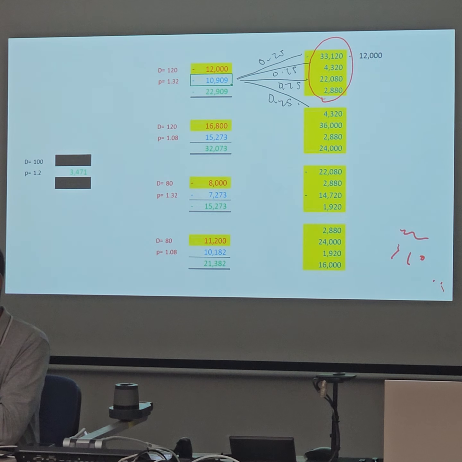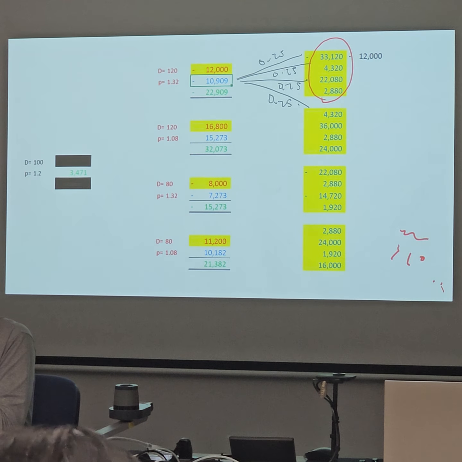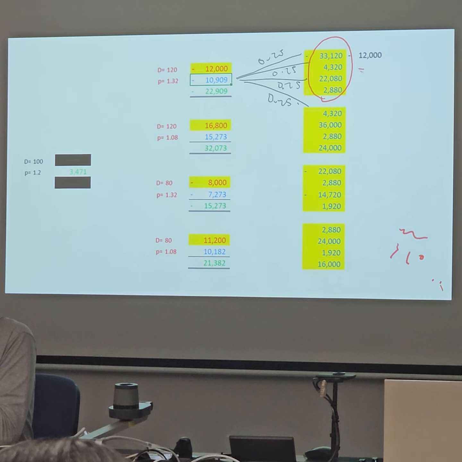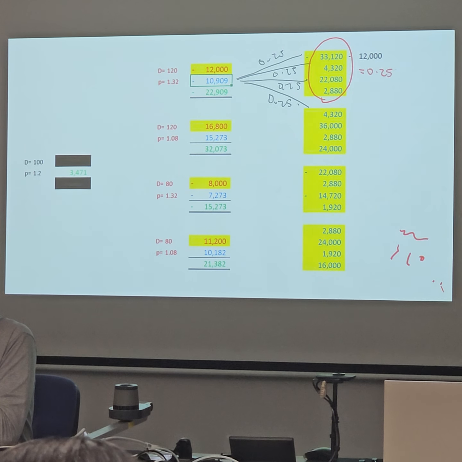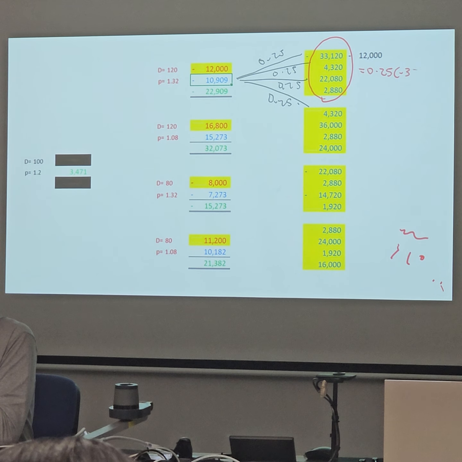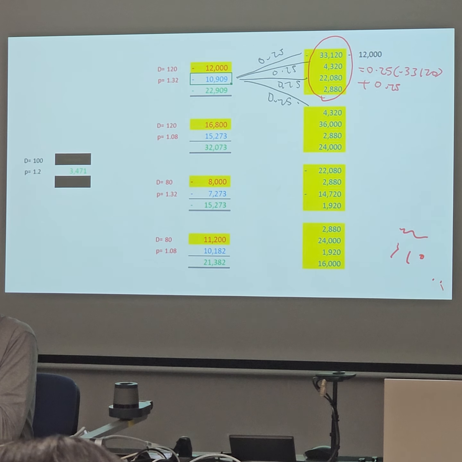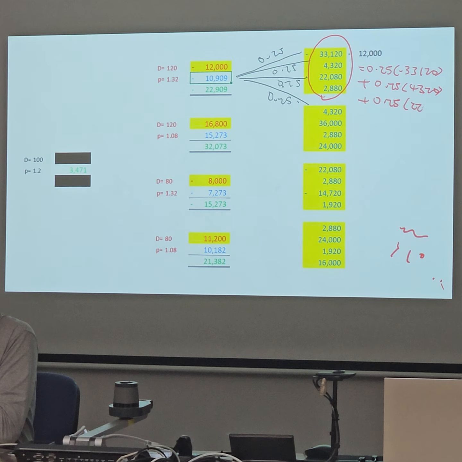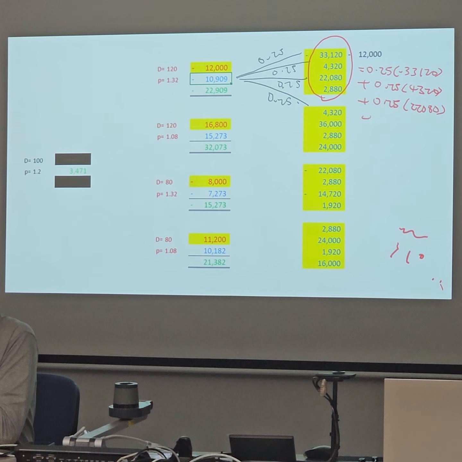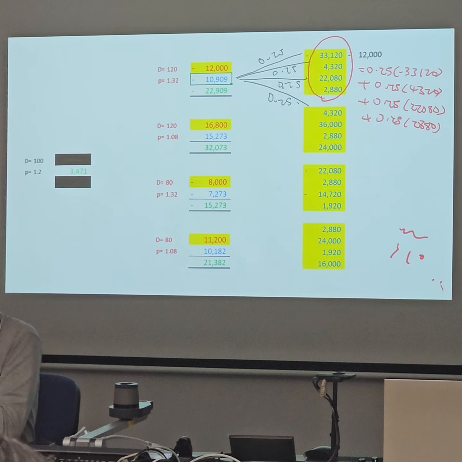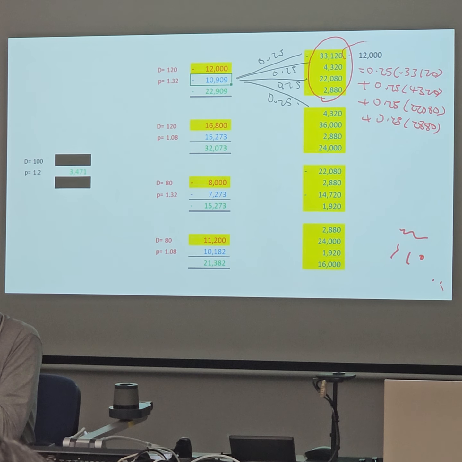Okay. How to calculate? Anybody tell me? Each one has a probability of 0.25, right? So the expected value is what? 0.25 multiplied by minus 33,120, plus 0.25 times 4,320, plus 0.25 times 2,280, plus 0.25 times 2,880. And we end up with minus 12,000.